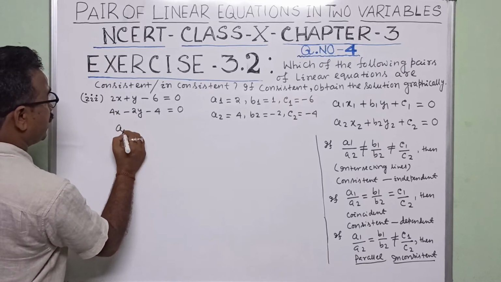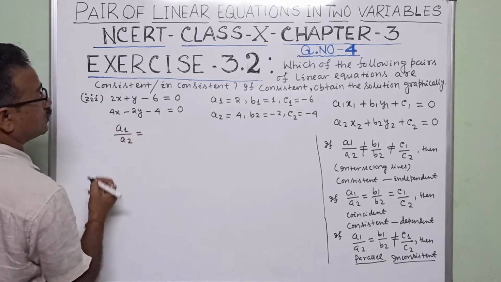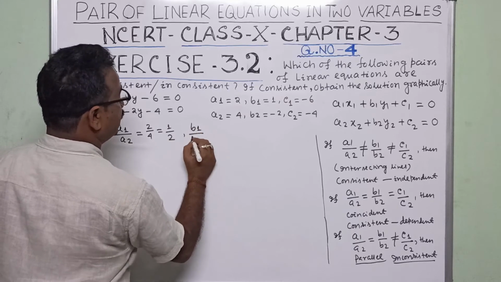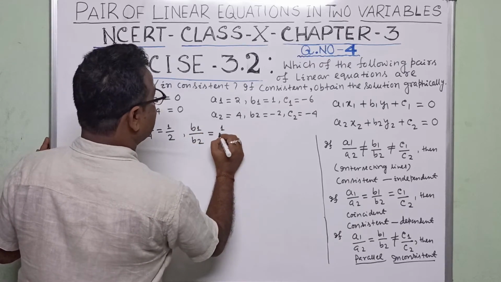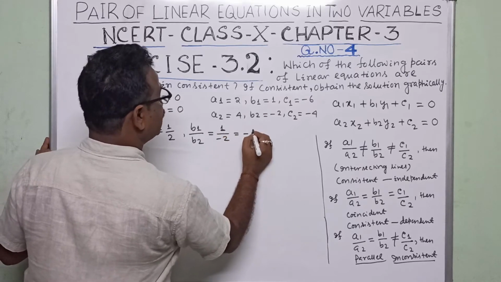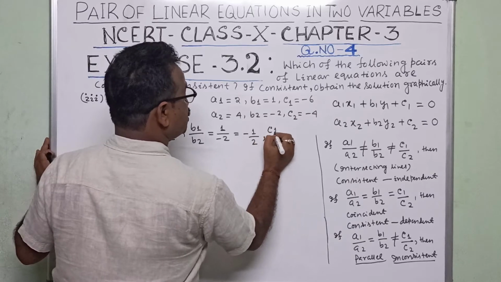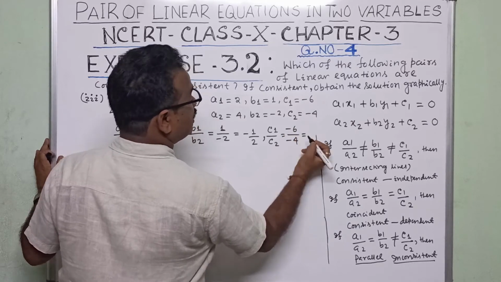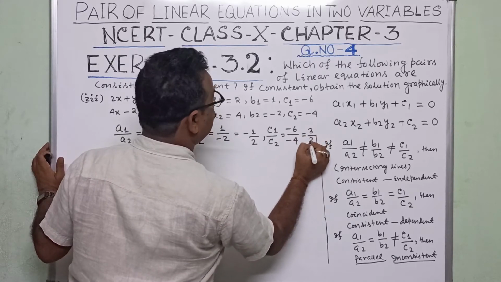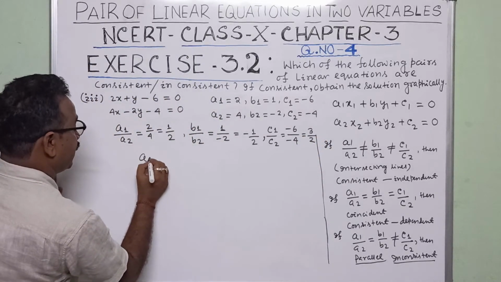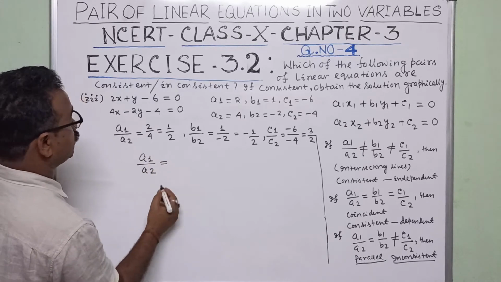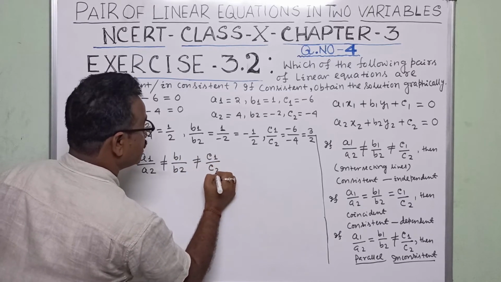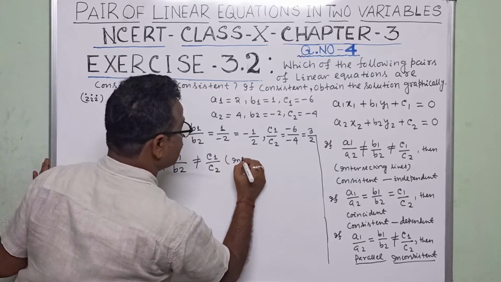Now compare the ratios. a1 by a2 is equal to 2 by 4, which is 1 by 2. Now b1 by b2 is equal to 1 by minus 2, which is minus 1 by 2. Now c1 by c2 is equal to minus 6 by minus 4. Minus minus cancels, so it is 3 by 2. Here a1 by a2 is not equal to b1 by b2, which is not equal to c1 by c2. So what is the case? Intersecting lines.